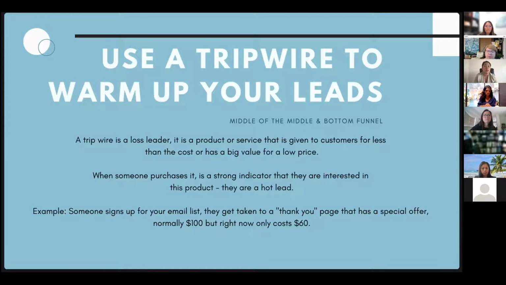A tripwire is a loss leader. It is going to be a product or service that's given to customers for less than the cost, or it has a big value for a low price. And when someone goes and purchases this loss leader, it's a strong indicator that they are interested in this product and they're interested in your company. So these people are going to be hot leads and you want to make sure that you nurture them. So for example, this could be someone that signs up for your email list. They get taken to a thank you page that has a special offer for a product that's, say, normally $100, but right now it only costs $60.